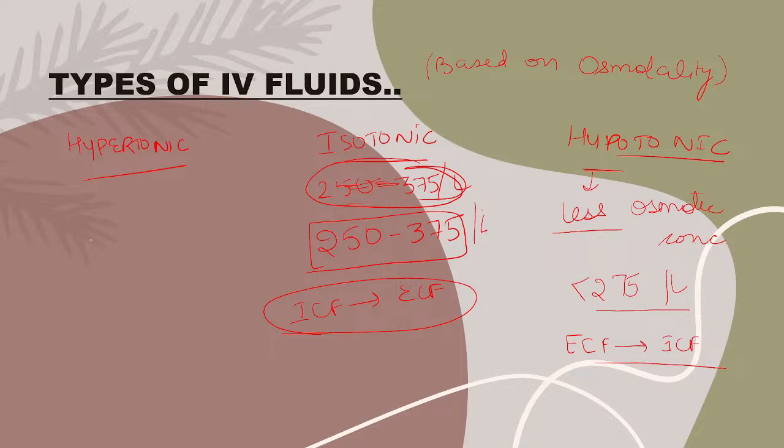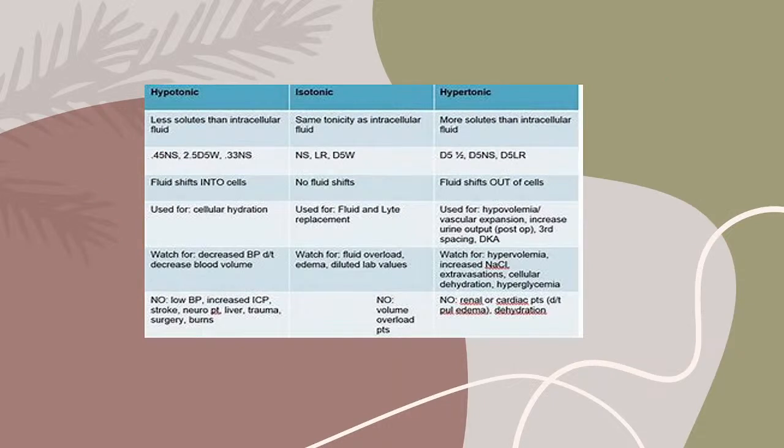Then if we talk about hypertonic, hyper means more. So there would be more osmotic concentration, that is more than 375 per liter, and there would be movement of fluid from intracellular fluid to extracellular fluid. I believe this concept is clear. We'll be discussing its examples in upcoming slides.